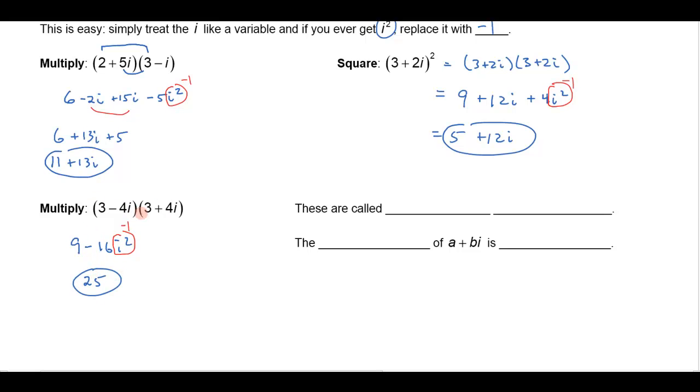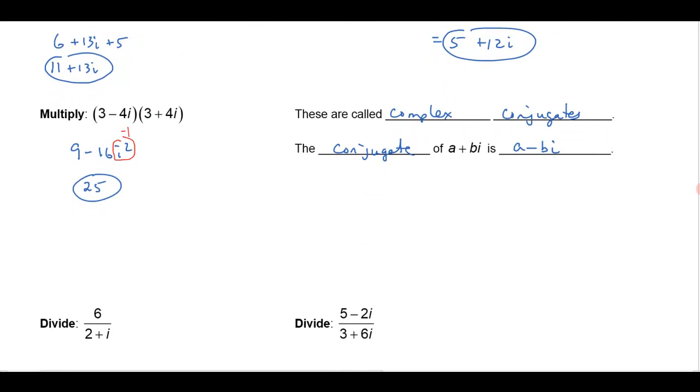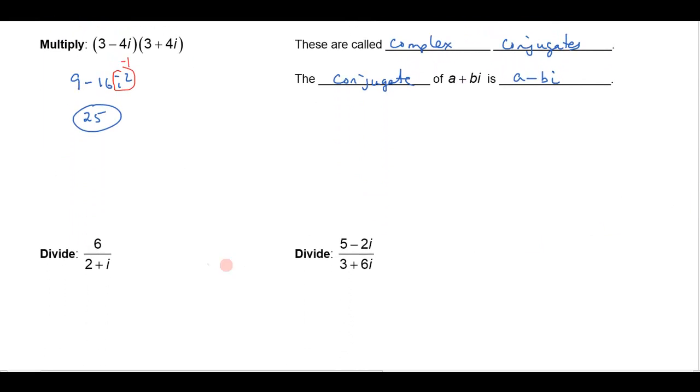Okay? Well, we call these conjugates, and because they're complex numbers, we call them complex conjugates. And that's a term you'll want to remember. And the conjugate of, for example, a plus bi is just a minus bi. It's the number you'd multiply by in order to have these i's all cancel out and give you the real number. All right? Well, let's go on and talk about dividing complex numbers.